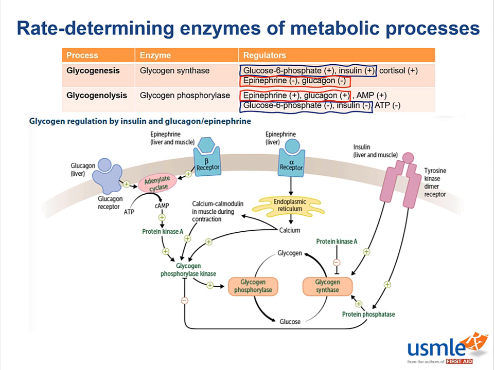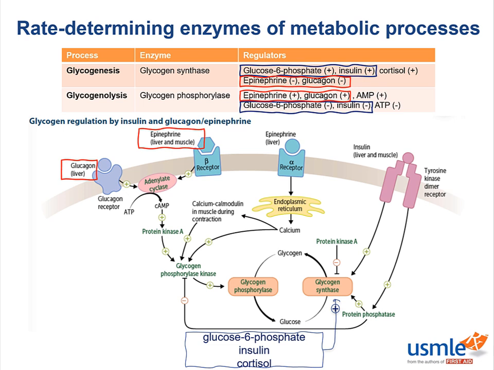If you have plenty of substrate around in the form of glucose 6-phosphate, you will induce glycogen synthesis. And the same goes if you have insulin or cortisol present. Now, this process is inhibited if epinephrine or glucagon are present, and this is done through protein kinase A, as you see here.